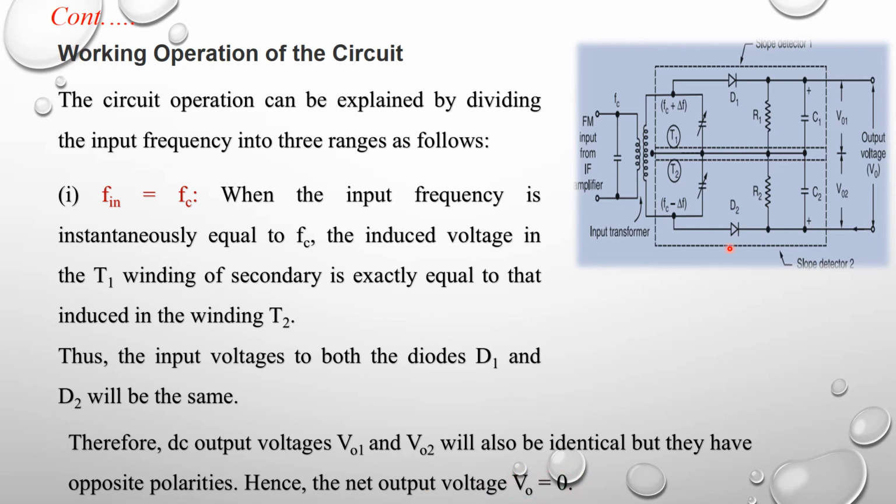So when F input is equal to Fc, across the slope detector 1 we receive the same voltage, and across the slope detector 2 we receive the same DC output voltage. So we know that resulting output voltage V output is equal to V01 minus V02. In case 1, V01 is exactly equal to V02. The resulting output voltage is equal to 0.